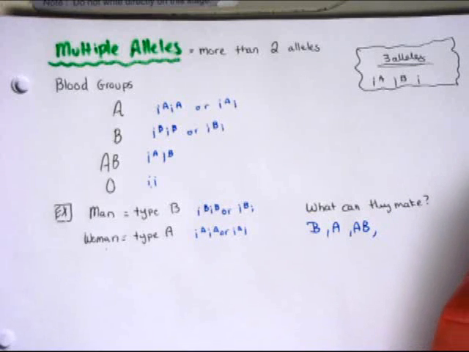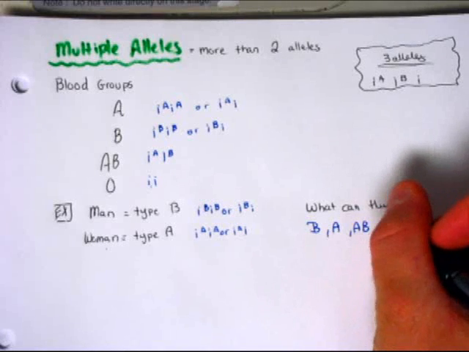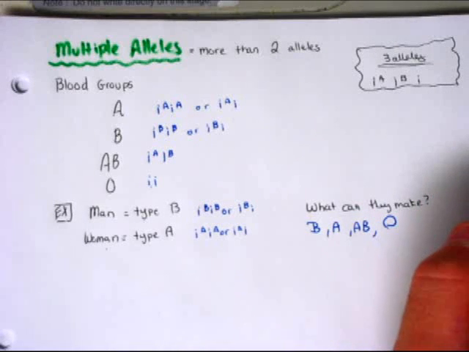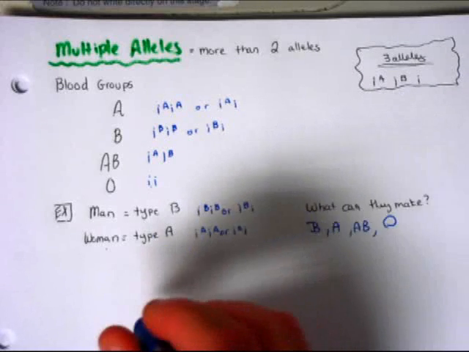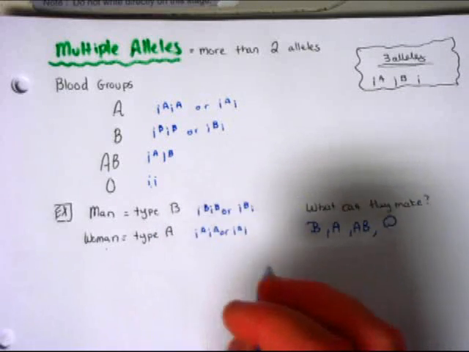Could they have an O child? They could. That would probably be the most unlikely event, and it could actually become quickly unlikely with more information, but maybe, right? Small percent chance.